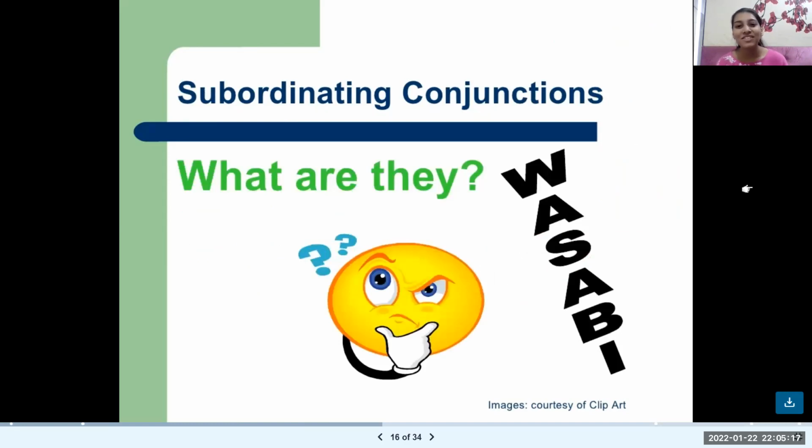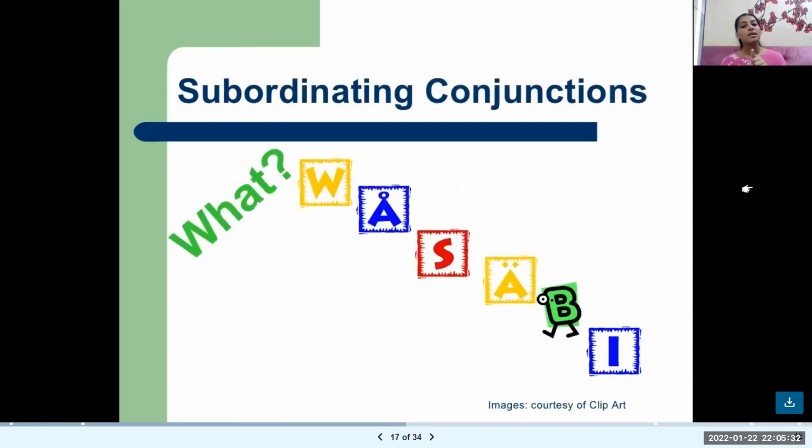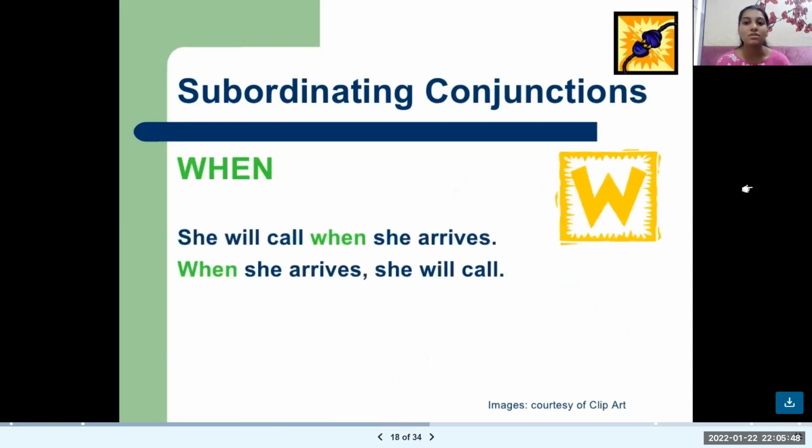Now, the abbreviation that is used here is WASABI, right? What is the word? WASABI. So let us open up those words. Let us see what each alphabet stands for, right? Let us see the first one. WASABI. So here we have 1, 2, 3, 4, 5, 6. There's actually more than 7, but we'll use this word WASABI as a short form so that we can remember the words, right?